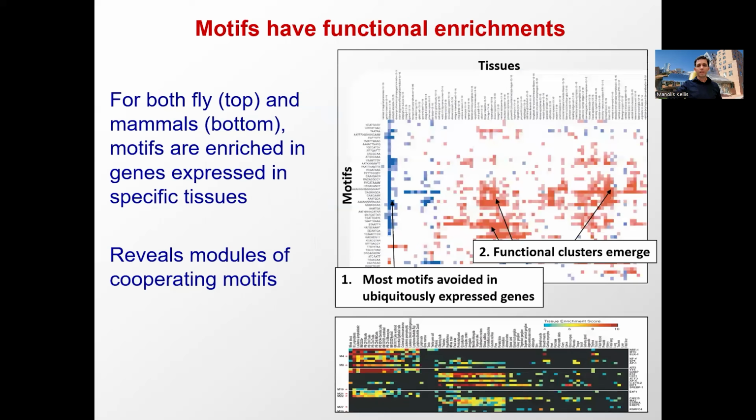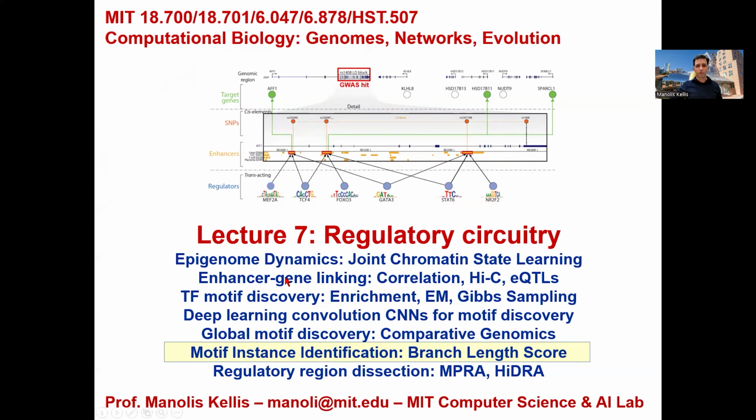All right. So that's de novo motif discovery. This is the global motif discovery using comparative genomics. Now we want to actually build some regulatory networks. So we want to find individual instances of these motifs. Okay. So how are we going to do that?